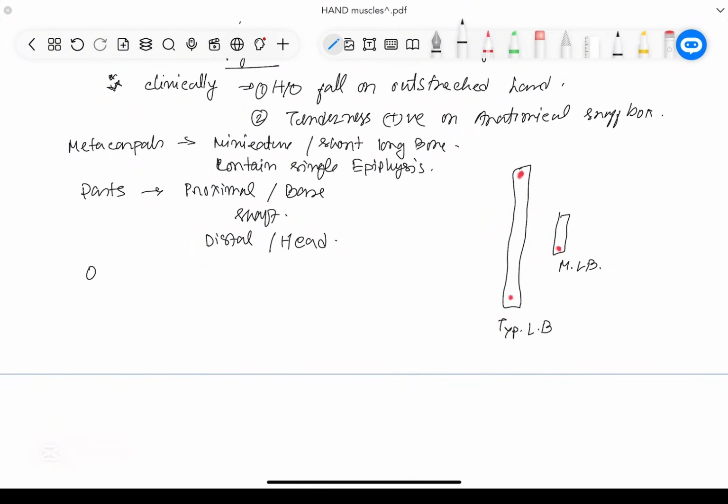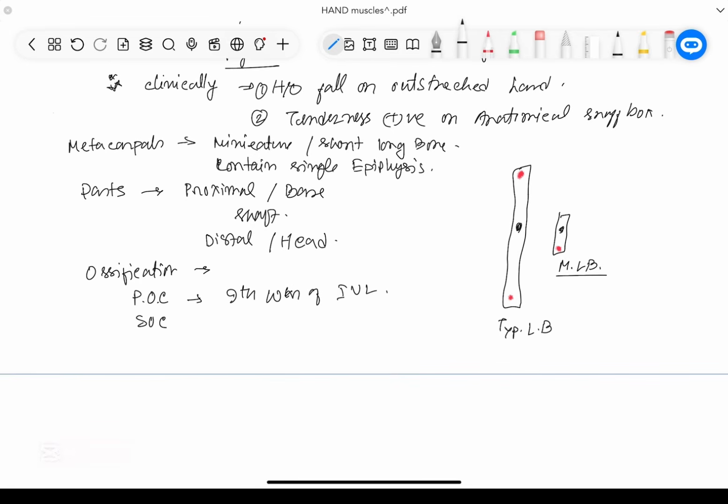Now, ossification related information. First I will write ossification. As this is a long bone, in the category of long bones, there should be a primary ossification center in the shaft, which contains the diaphysis, same as a typical long bone, and there will be a secondary ossification center developing from the epiphysis. The primary ossification center will be in the shaft and appears at the 9th week of intrauterine life.